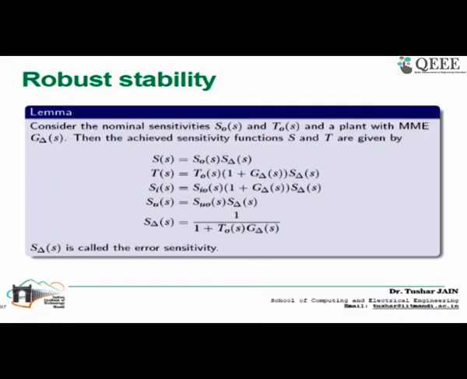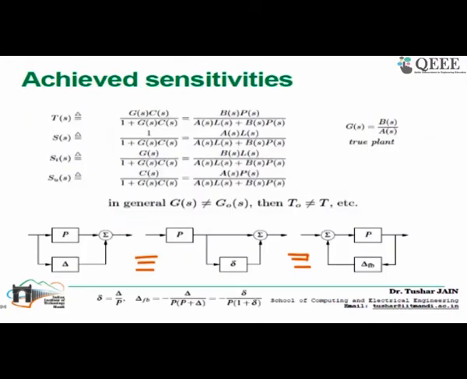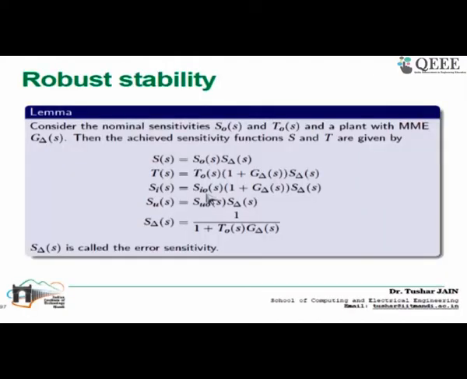Now the following lemma from this theorem: consider the nominal sensitivities and a plant with multiplicative modeling error G_Δ, then the achieved sensitivity functions are these, and the proof of this is pretty much straightforward. Once you substitute the G with the G_Δ, we have these sensitivities. If you substitute this G(s) by the G(s) that we have assumed in the theorem, you are going to get these results straight away. So these would be the achieved sensitivity functions. Okay, so this is all we have for the stability analysis.